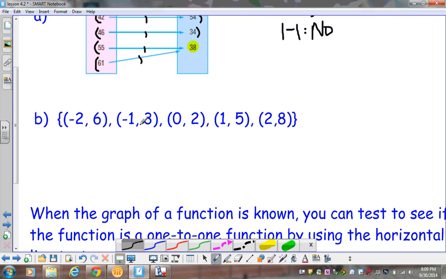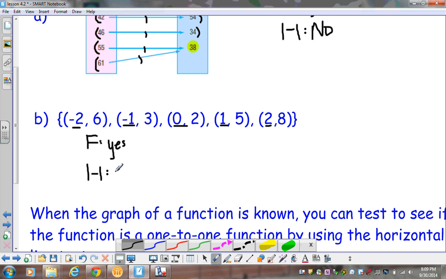Ordered pairs are the easiest way to look at it. So first of all, is it a function? Do any of my x values repeat? Well, I've got -2, -1, 0, 1, 2. We're going to say yes, it is a function, because none of my x values repeat. And then we're going to look to see if it's one-to-one.